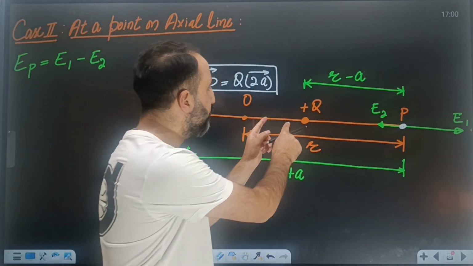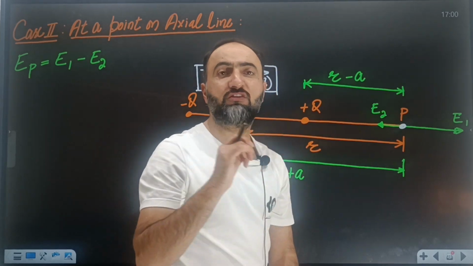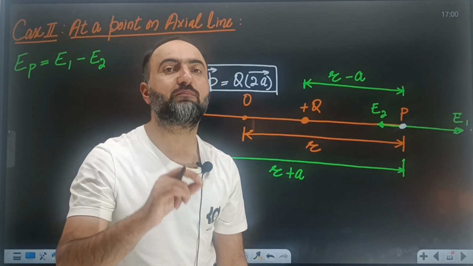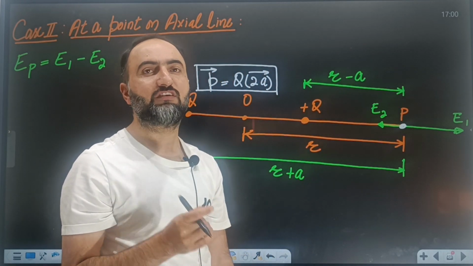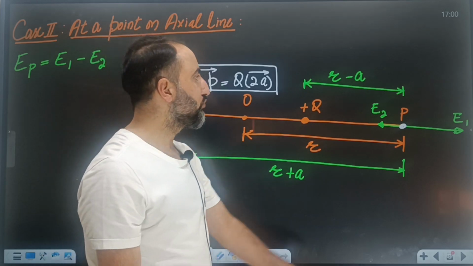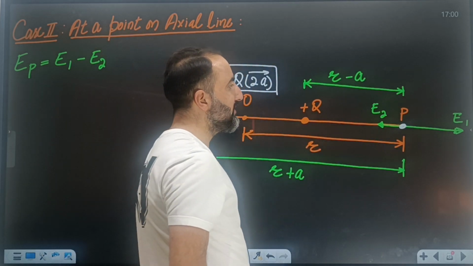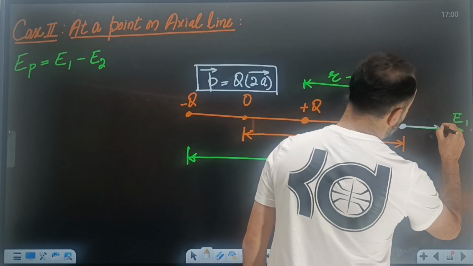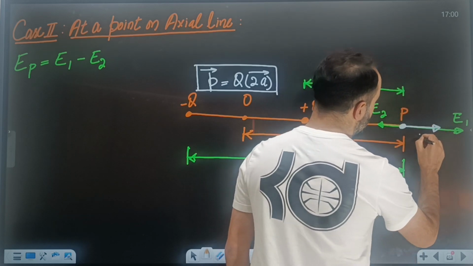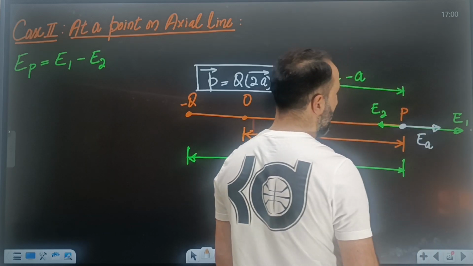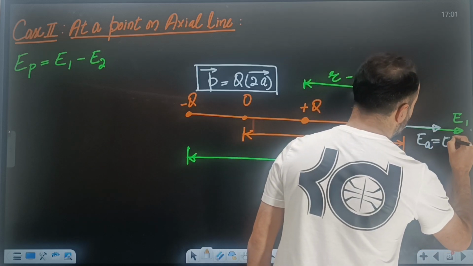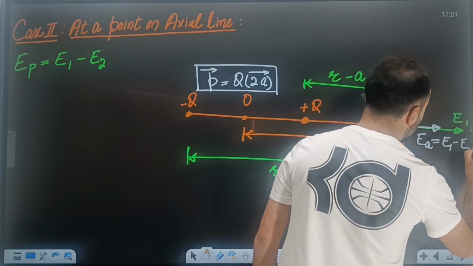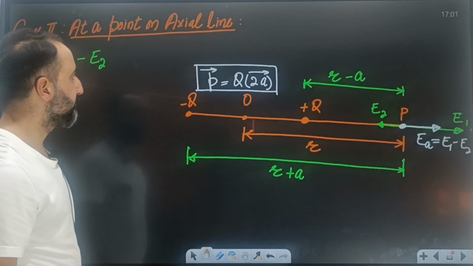Now since this plus q is closer to the point P, तो इसकी वजह से जो इलेक्ट्रिक फील्ड होगा उसका मैग्नीट्यूड ज्यादा होगा, because electric field is inversely proportional to r square. So that means this E1 must be greater than E2. When E1 is greater than E2, the net electric field will be in the direction of E1. This is the electric field EA, meaning axial line, which will be equal to E1 minus E2. This is the net electric field on the axial line, isn't it?